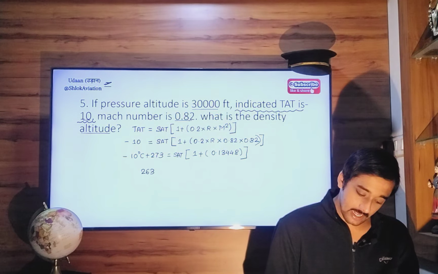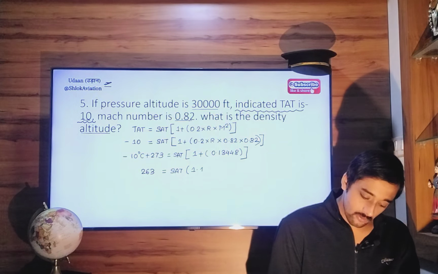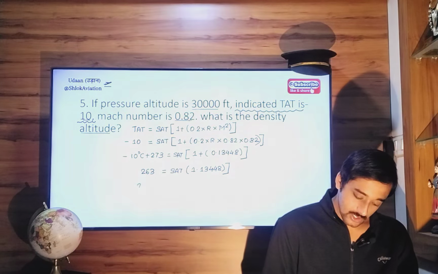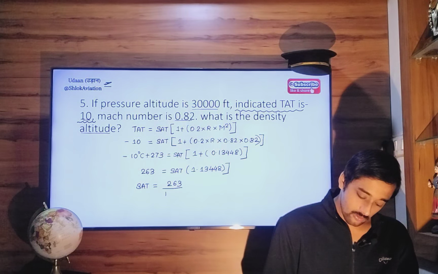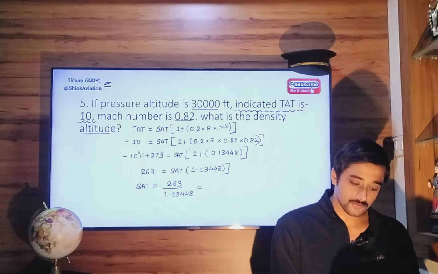So 263 Kelvin equals static air temperature multiplied by 1.13448. So static air temperature equals 263 divided by 1.13448.